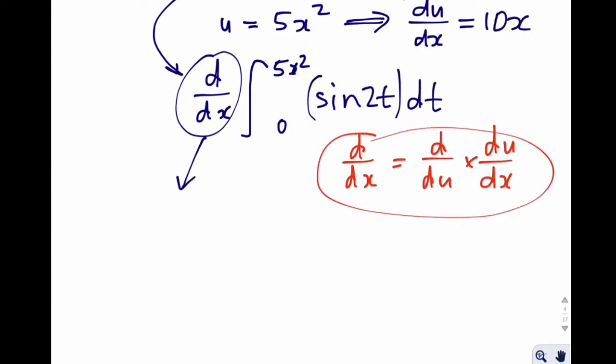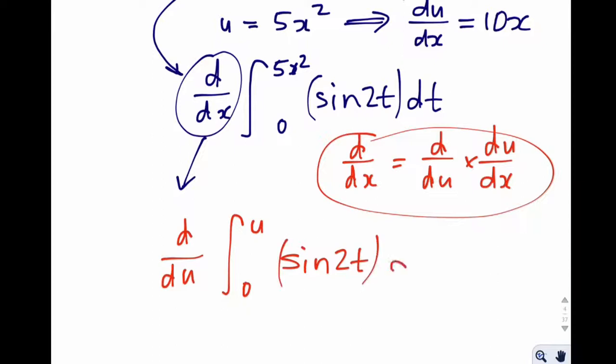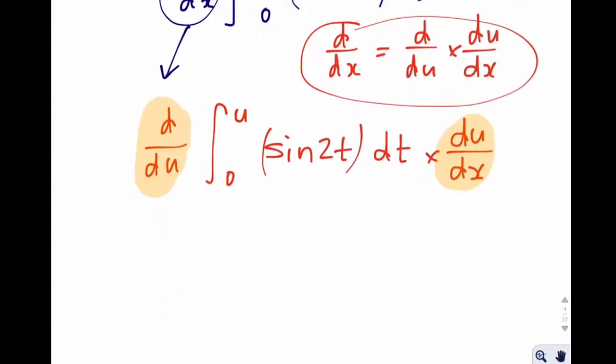So I'm going to change this thing now to say the derivative with respect to u of the integral from 0 to u, which is 5x squared, of sine of 2t dt. And to make this all fair, we know that the derivative with respect to u would have to be multiplied by du dx. Now you can see that this times this will give us the derivative with respect to x.